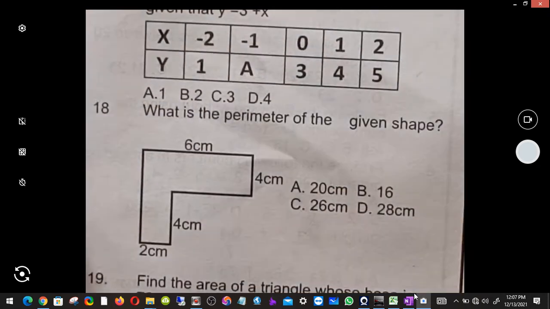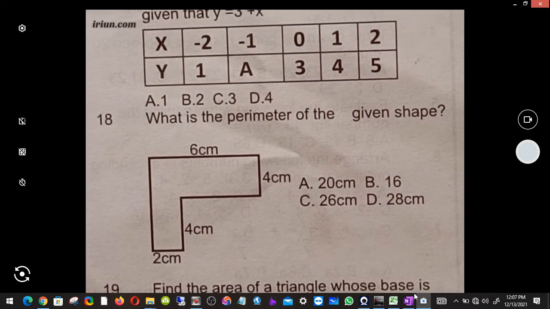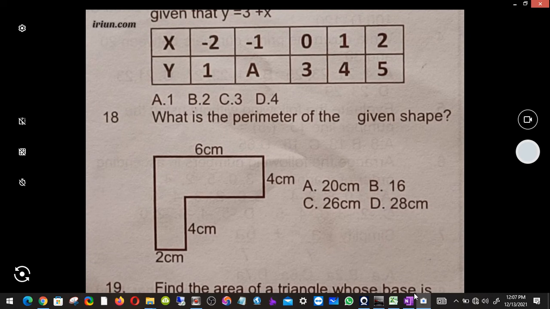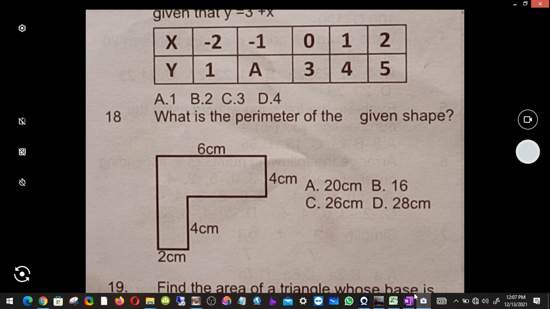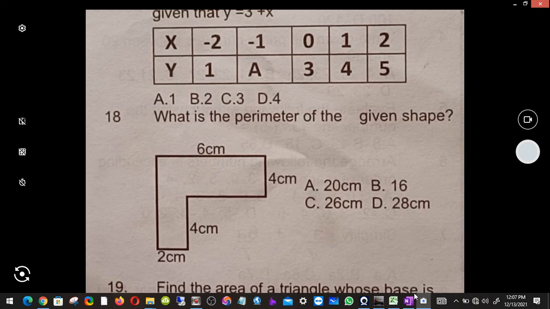Option B. Number 18. What is the perimeter of the given shape? What's perimeter? It is around the shape. So let's go around from here to here, 6. 6 to here, 10. 6 plus 4, 10, right? Yes. Now you don't have from here to here given directly, but it's given in a coded way because if this is 2 and this is 6, here must be what? 4. Here must be 4. So 2 plus 4 gives us 6, right? Yes. So let's start again. 6 plus 4, 10. 10 plus 4, 14. 14 plus 4, 18.